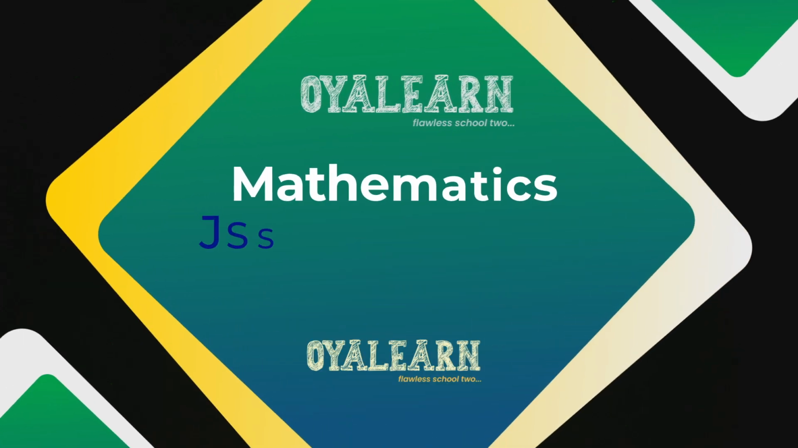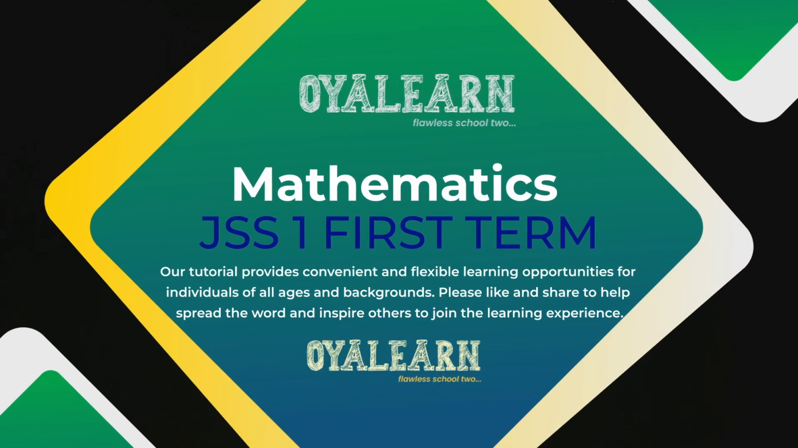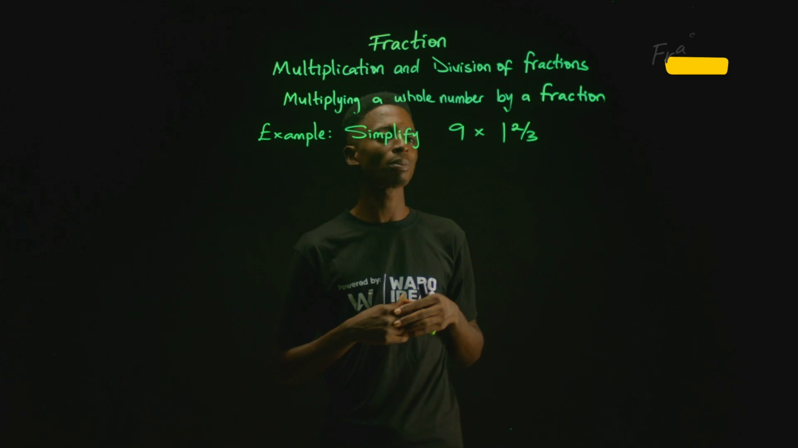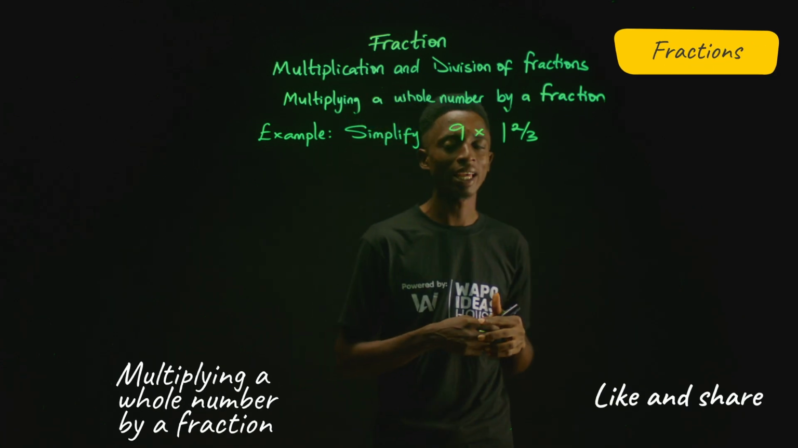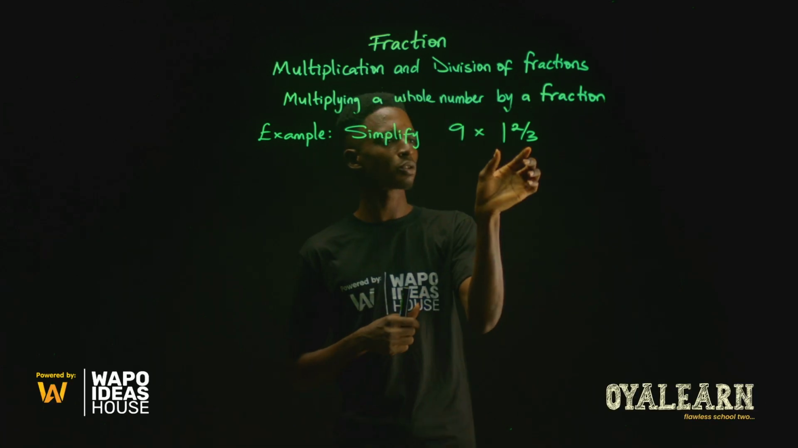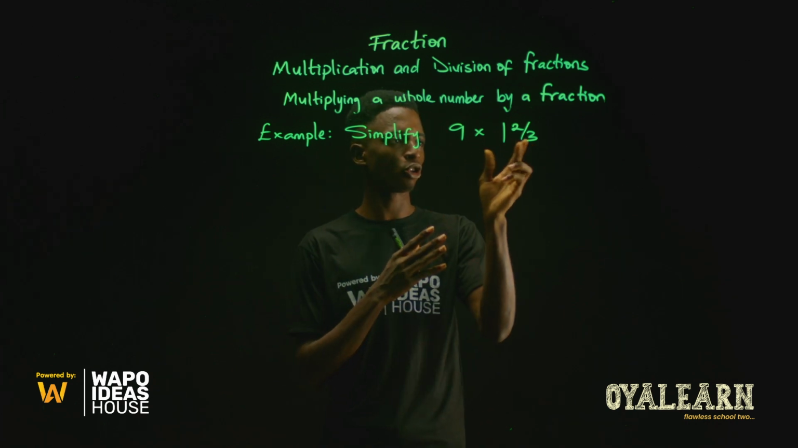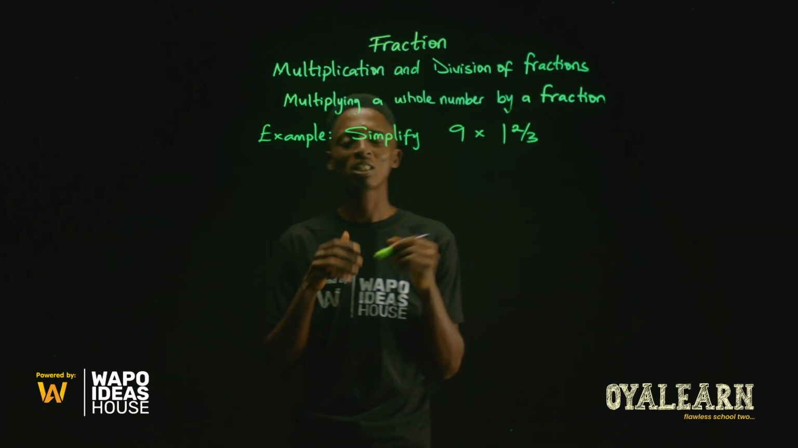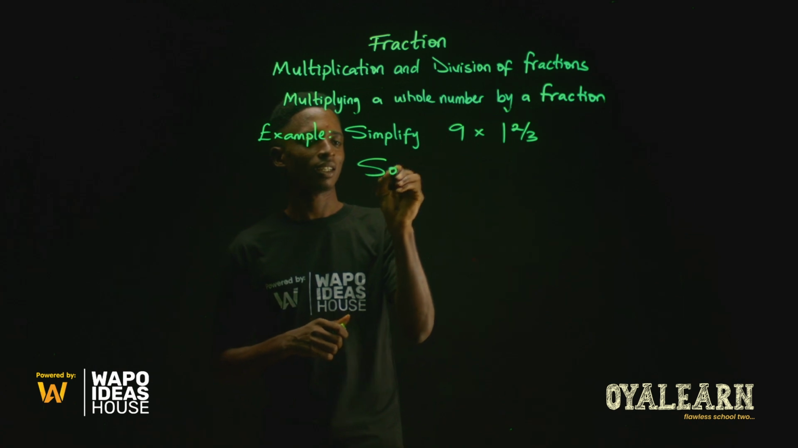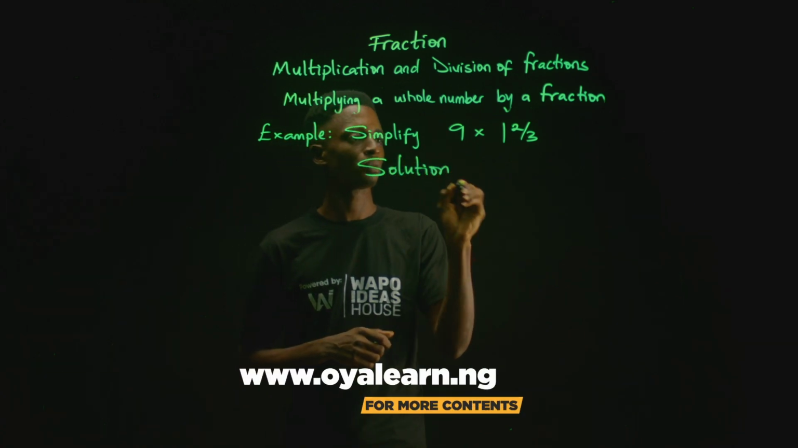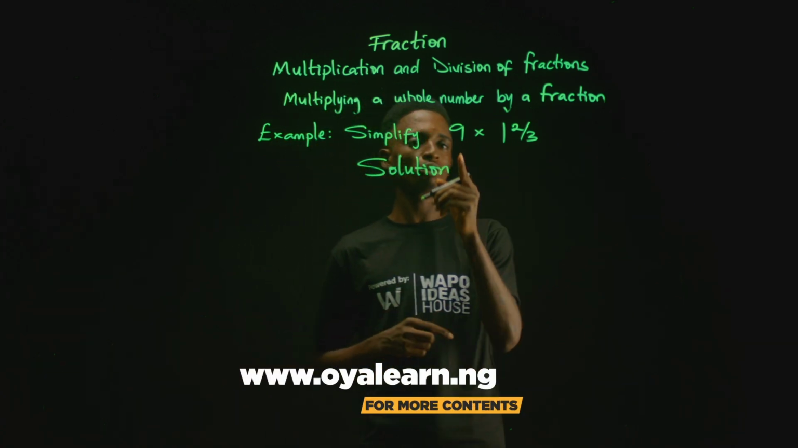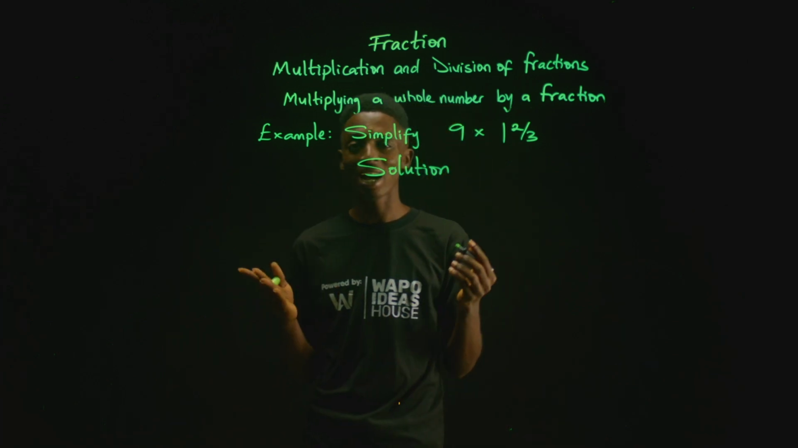Here is another variant of the kind of examples that you can find on multiplying a whole number by a fraction. But in this case, we are seeing a mixed number, that is a whole number and a fraction. So to simplify this, here is what you do. Remember, the first thing you want to do is to write your whole number as a fraction.